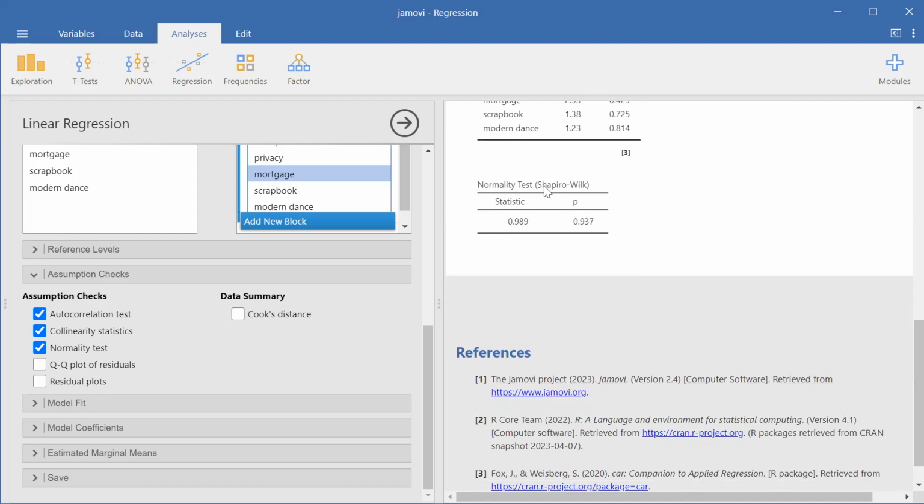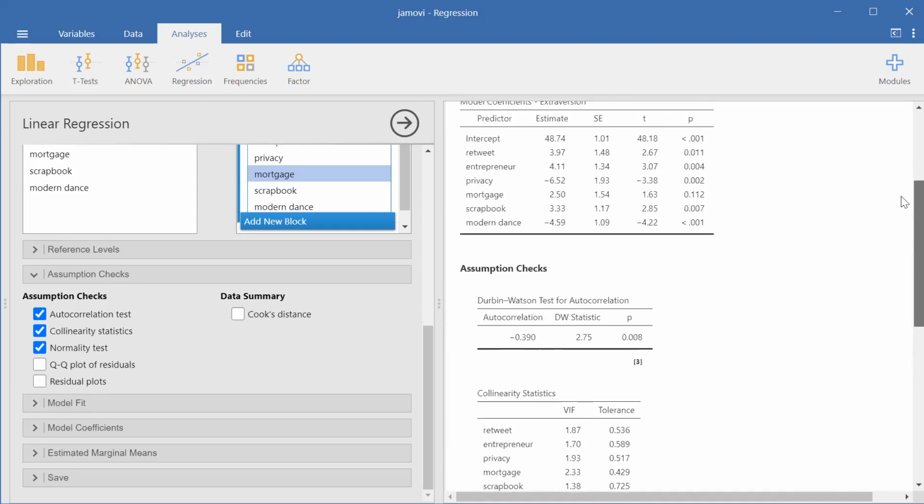And now we look for normality. Here, we're just checking if the data is normal or not using the Shapiro-Wilk test. Here the p-value is greater than 0.05. Hence, the data is quite normal.